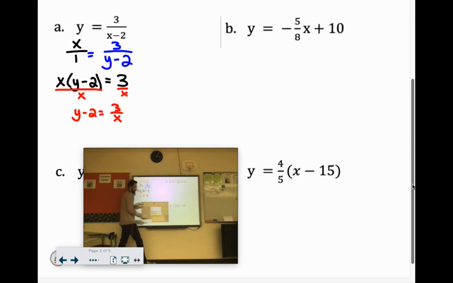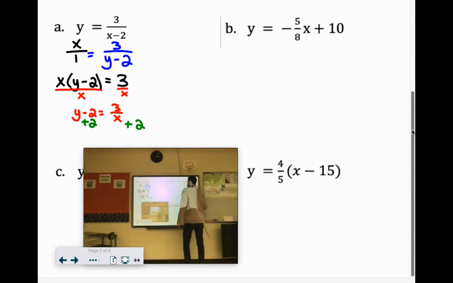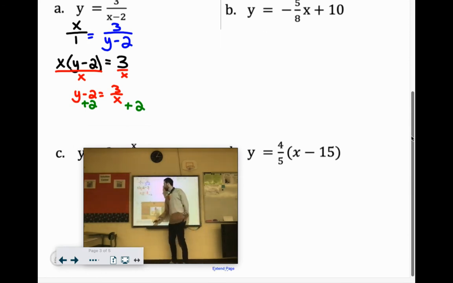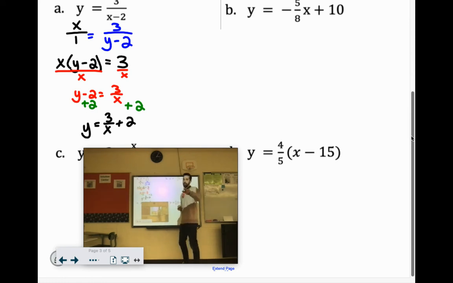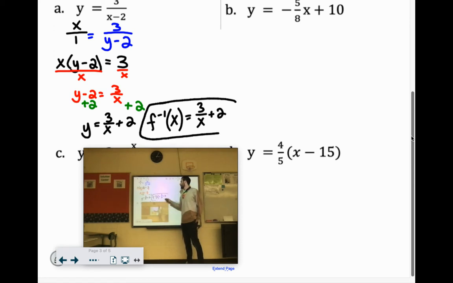And then we don't want the minus 2 there, so we're going to add 2 to both sides. Plus 2, plus 2. All right, so we'd have y equals 3 over x plus 2. Now that's it, but we're going to write it with our new inverse notation. So we'll replace the y with f inverse of x. That's it, equals 3 over x plus 2. That's probably the hardest one we have today, honestly.